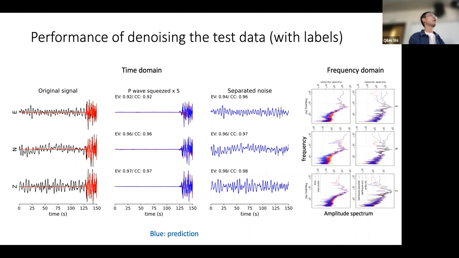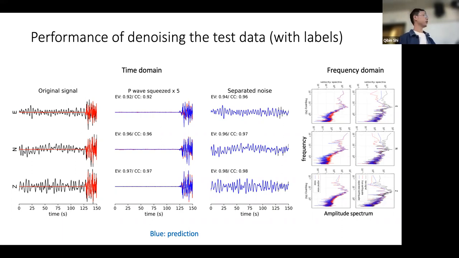When you say P wave, what does this mean? Like what window size of the P wave? So when we prepare the training data, the P wave window is 75 seconds before the arrival and 75 seconds after the arrival. I think it's long enough, and we don't have S wave mixed in this window.